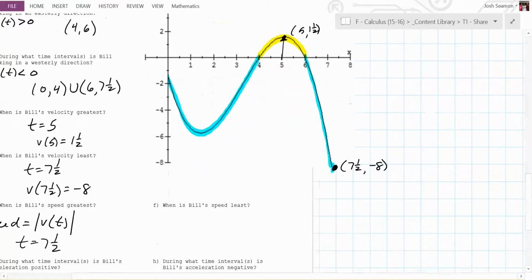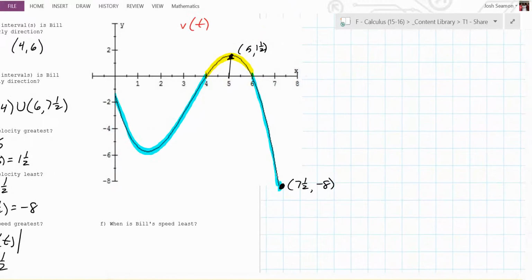So what about this one right here? When is Bill's speed least? What's the smallest speed something can have? 0. Because can speed be negative? No. So if you have a speed of 0, you can't go any lower than that.